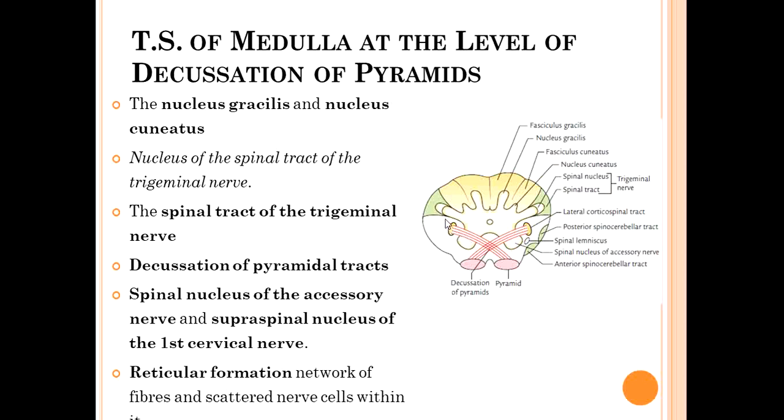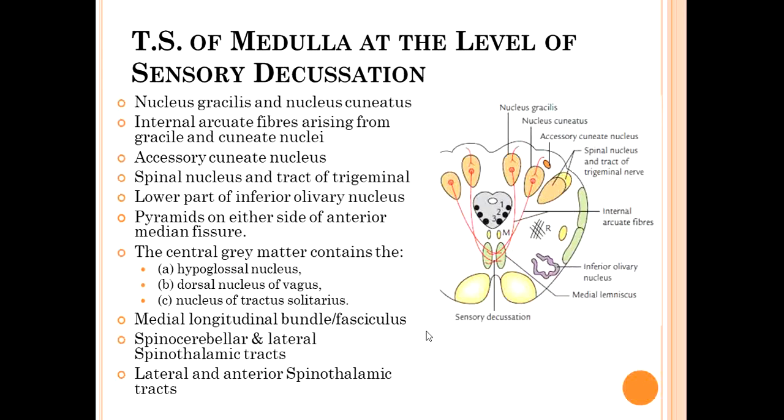Okay, so you can see here there is nucleus gracilis, then nucleus cuneatus, then the nucleus of the spinal tract of trigeminal nerve. Then what you see is the crossing over of fibers, known as the decussation of the pyramidal tract, then the spinal nucleus of accessory nerve and the supraspinal nucleus of first cervical nerve, and there is the reticular formation.